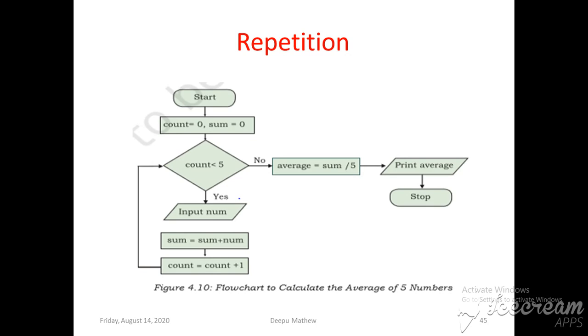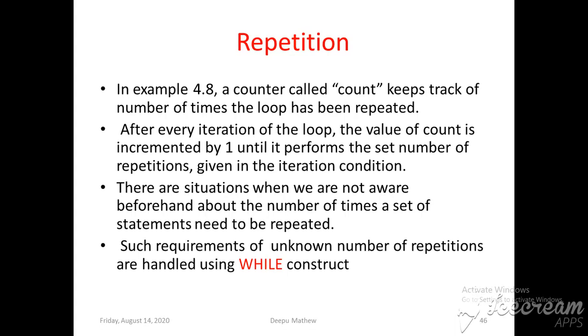When the count is greater than or equal to 5, the condition becomes false. So it moves to the right side, then find the average, which is that sum divided by 5. After that, print the average and stop. So this is called a repetition. So here is an explanation of that program.